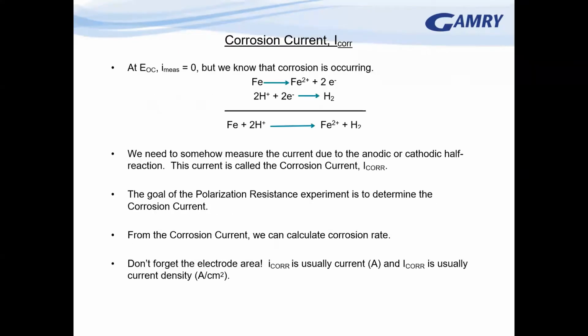Although there is no measurable current at the open circuit potential, we know that corrosion is occurring. The half reactions are in dynamic balance, like walking up a down escalator. We need to measure the corrosion current, I corr, which is the current due to either the anodic or cathodic half reactions.